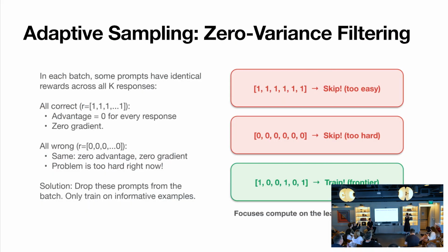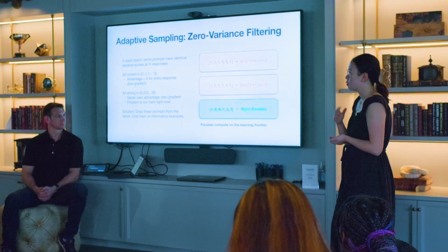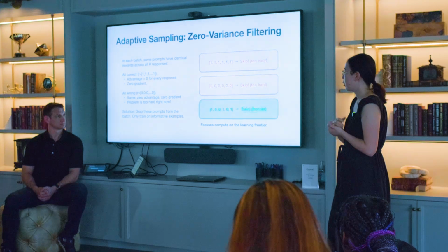What else do we do in RL training? Another thing we do is adaptive sampling. There's a trick called zero-variance filtering. It's really simple. A bunch of problems, some of them are too hard, some of them are too easy. If they're too easy, the model always gets a reward of 1, or always gets a really high reward. If they're too hard, the model always gets a reward of 0. So we just skip these samples and throw them away during training. We only focus on training on data points where the model sometimes can solve it and sometimes cannot. This really focuses the training compute on the learning frontier.